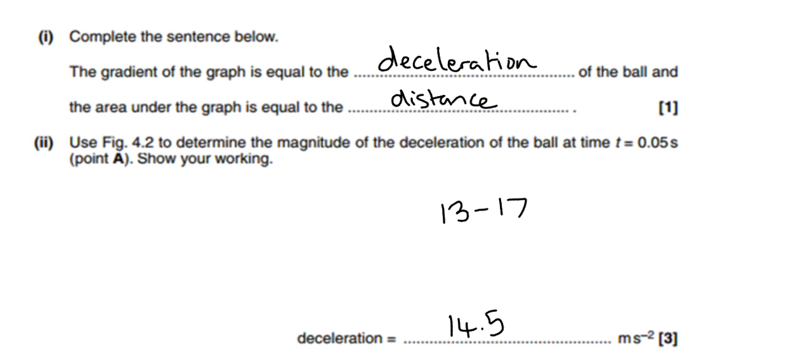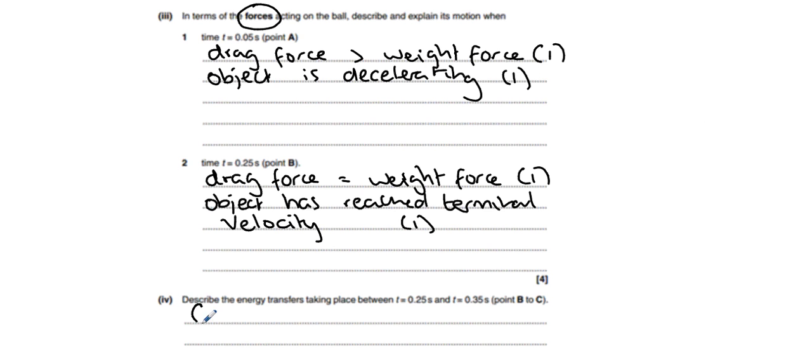So all we need to put for this final bit is that gravitational potential energy, I'm just going to abbreviate it, is converted into thermal energy. And that'll get you the marks for that last part.